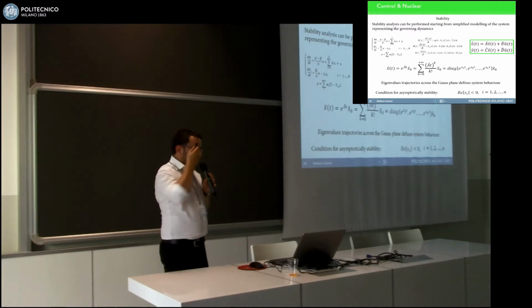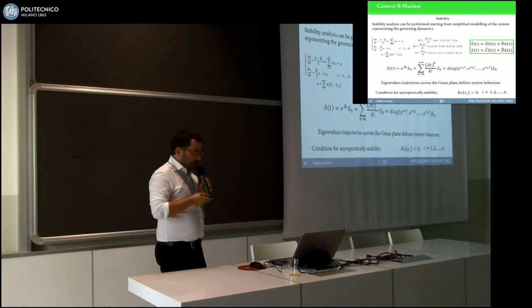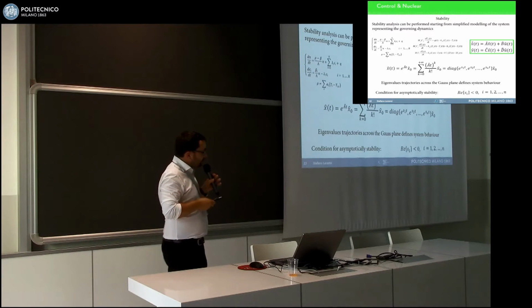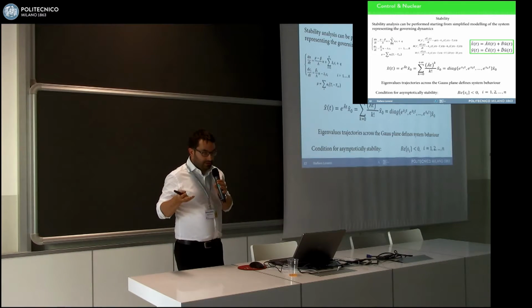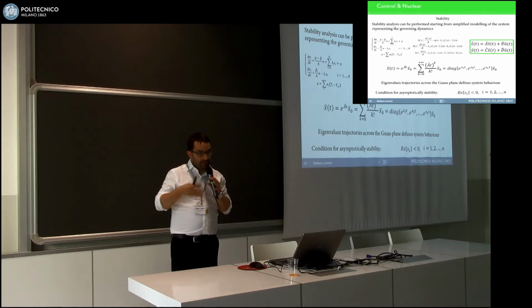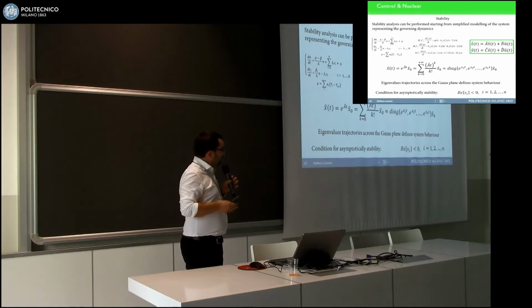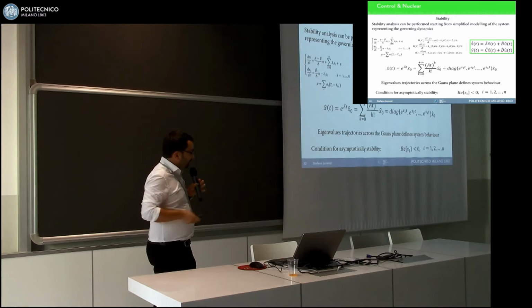Usually the stability is studied considering a very simple system. In this case, we want to study the eigenvalues of our dynamic system, and so the condition for asymptotic stability is that all the poles lie in the negative real half plane.